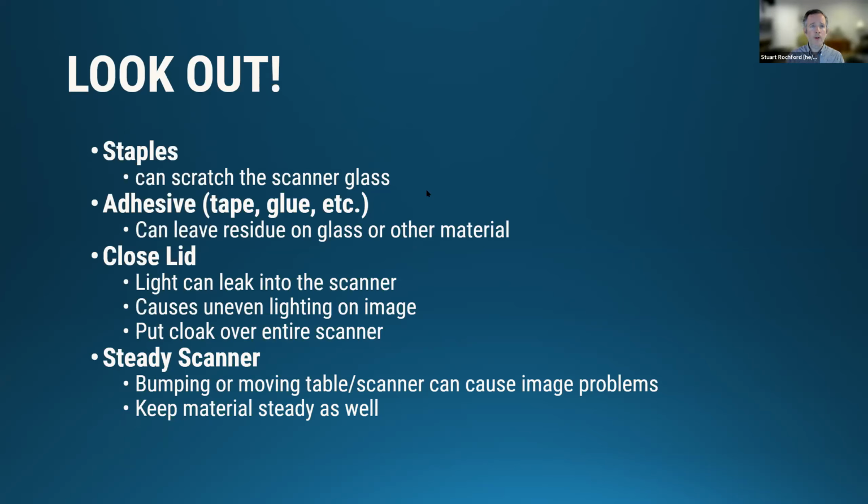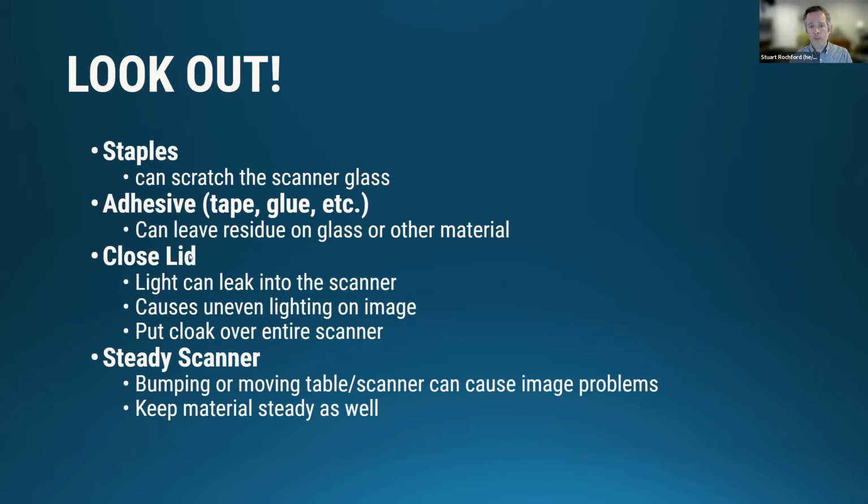Adhesive is also something to look out for. Any kind of residue from tape or any kind of glue that might have been on a piece of paper from a scrapbook, for example, can leave residue on the glass, which can either affect the next object that you're digitizing, or leave a smudge on the glass. So it's good to try and clean in between each session just to make sure that there's no residue or anything like that on these scans.